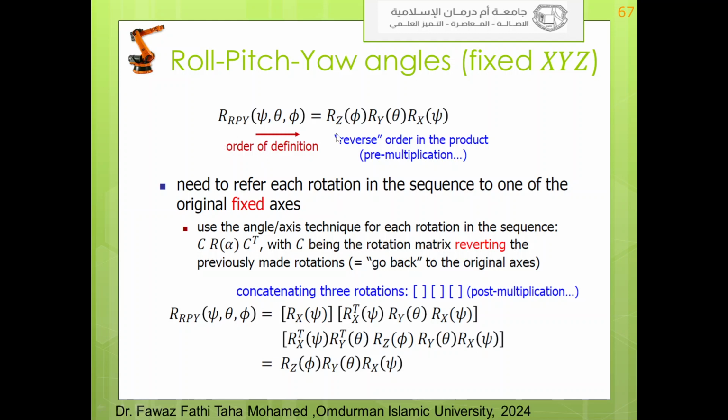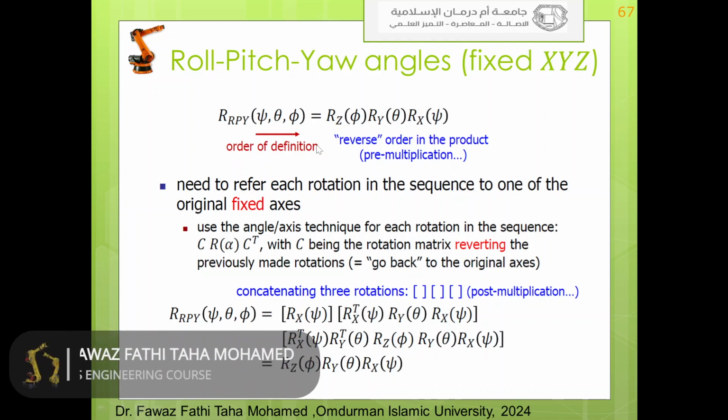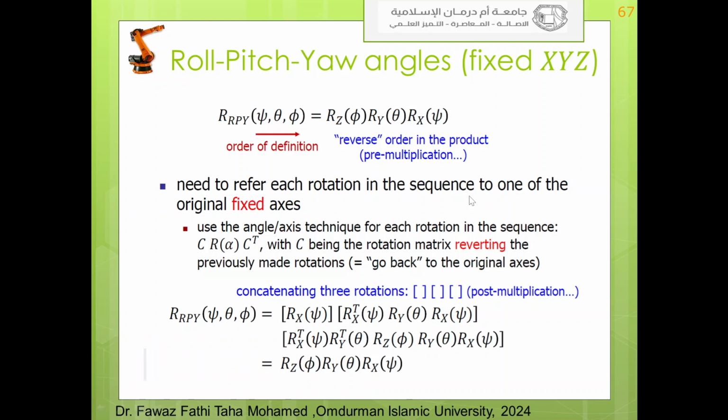As we said before, here the order of definition is a pre-multiplication. Rx, Ry, Rz need to refer each rotation in the sequence to one of the original fixed axes. So here we use the angle axis technique, the same technique that we used to obtain the angle axis formula, for each rotation in the sequence.